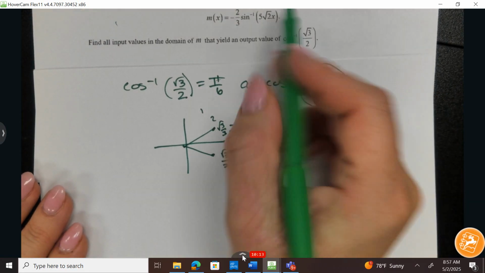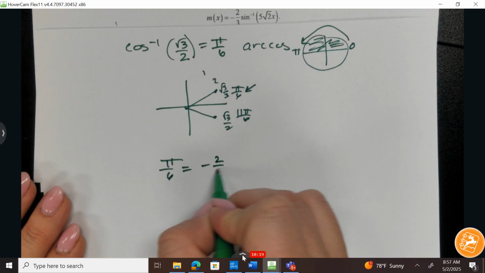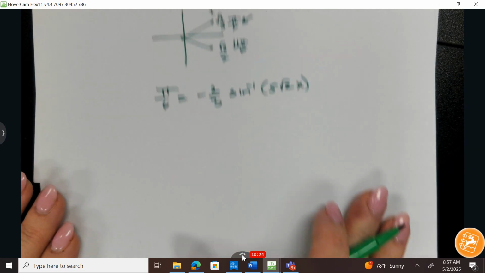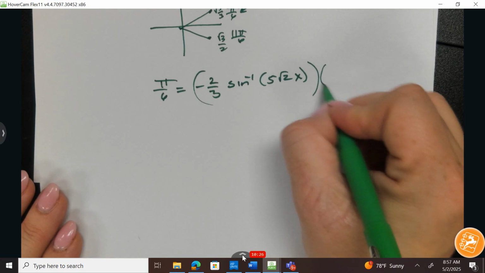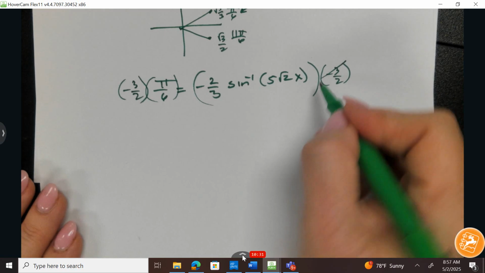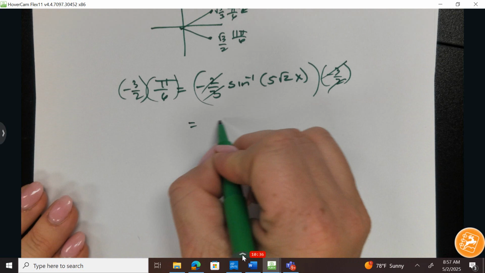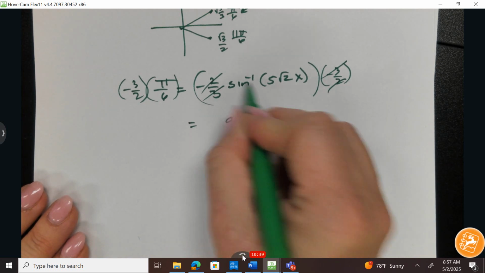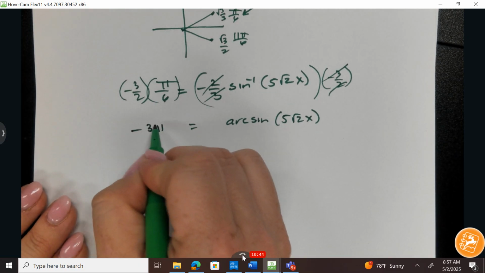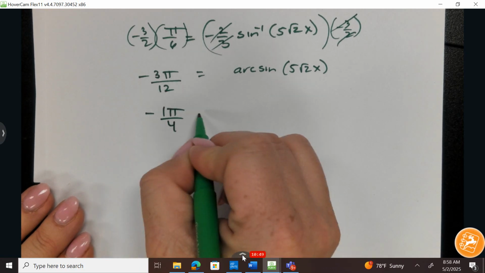So I'm going to take and set this equation equal to, so pi over 6 is equal to negative 2/3 inverse sine of 5 square root of 2x. I'm going to start by multiplying by the reciprocal. So negative 3/2 and negative 3/2. Alright, so we can see that these reduce down, so they're simplifying to 1. And you may want to write this as arc sine. Feel free to write this as arc sine or leave it as inverse, whatever you prefer to write. Over here I have negative 3 pi over 12. Well, I know that reduces down to negative pi over 4.